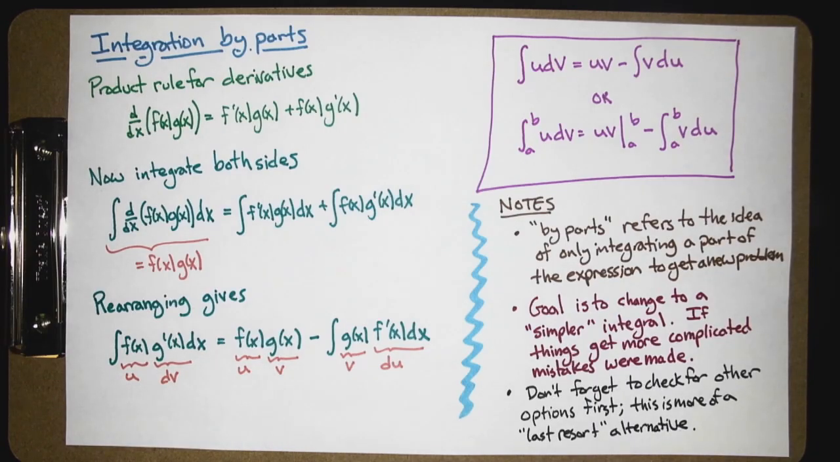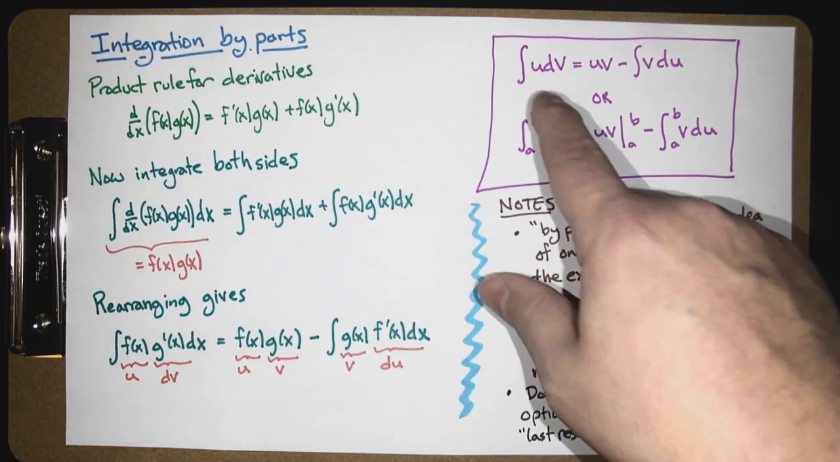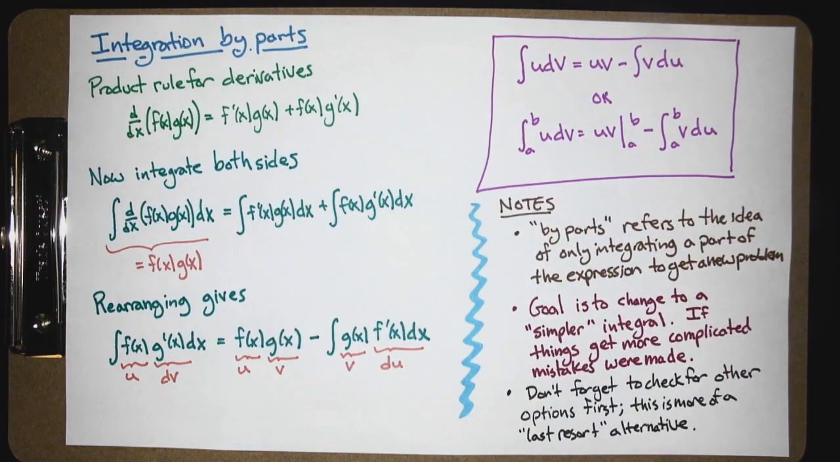So the integral of u dv is uv minus the integral of v du. So that's integration by parts. And it works with both definite and indefinite integration. All right, that's the idea. Okay, so we have some notes here. Why do you call it by parts?